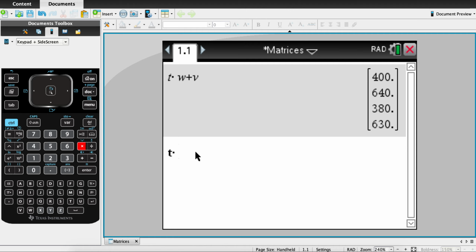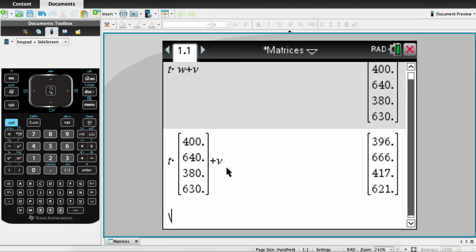T times this one, and then I'm going to add V again, add V. There we go. So I've transitioned my answer, because remember you have to do that, you have to use recursion, transition the answer, and then added V, and then we have our final matrix W2.